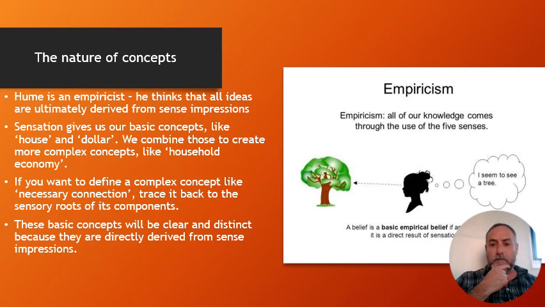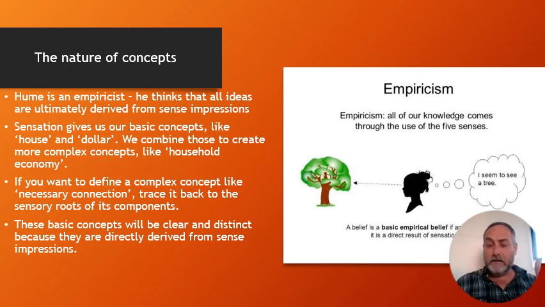So you should know off the bat, if you've ever studied Hume, you'll know he's an empiricist, right? So what it means to be an empiricist is that he thinks all of your concepts, all of your ideas, everything that's in your brain, is ultimately derived from sense impressions. You're not born with any ideas. It all comes in through the eyes or the ears or the nose, through your senses. So sensation will give us basic concepts.